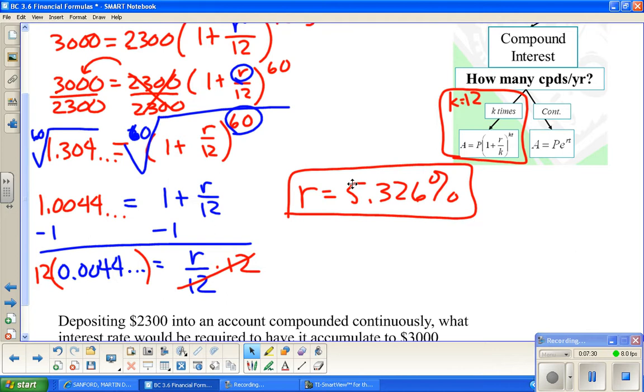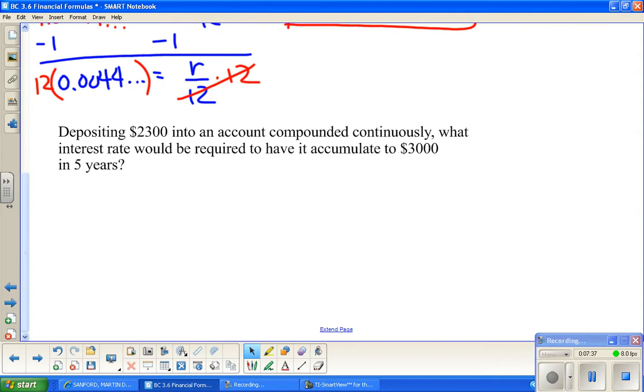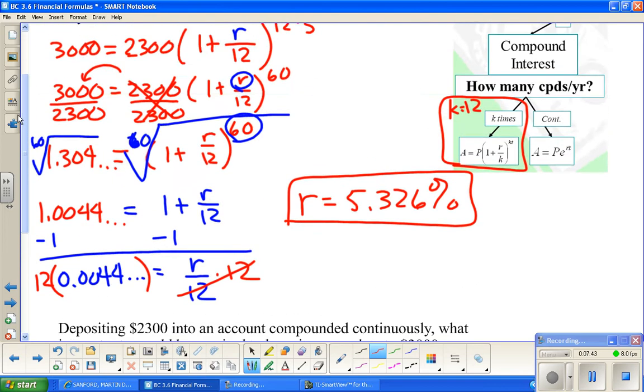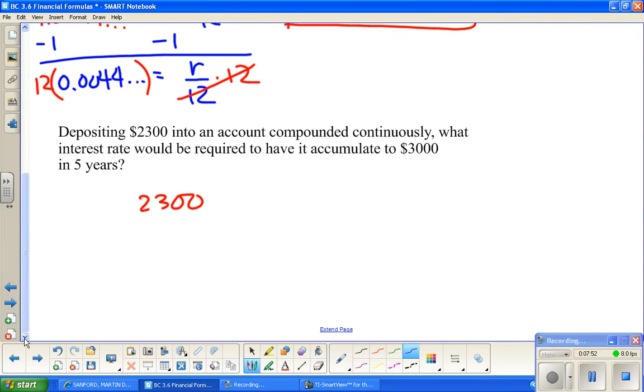Okay, I want to do the same exact problem again, only now with continuously. Okay, so this was all about compounding monthly. Okay, so here we go. Let me extend the page. Okay, cool. So again, I'm depositing $2,300. But this time it's compounded continuously. Well, continuously is this formula. I can't do infinite number of times a year as k, so let me just make a note of this off to the side.